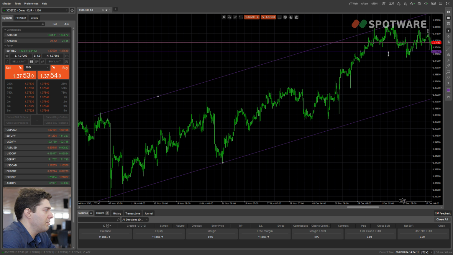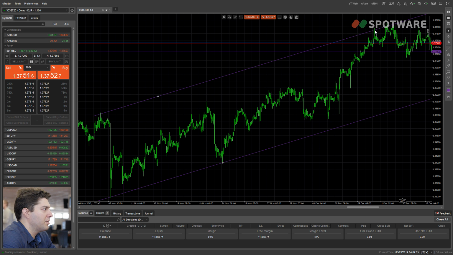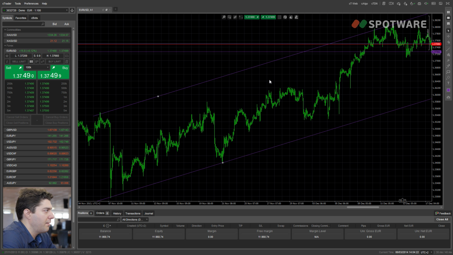As you can see here, for example, it went exactly here and it retraces. I'm not going to tell you that this is some magical resistance level. It's just a good exit. It's just a good place that is high enough for you to get some money and not low enough for you to leave, so you're still trading trends.